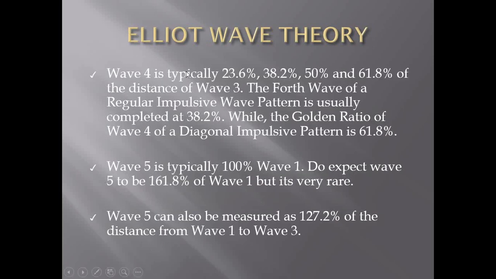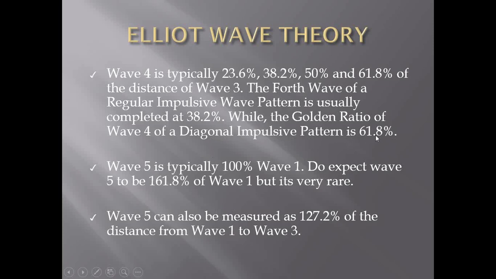And then we go to wave 4. Wave 4 is usually completed at 23.6%, 38.2%, 50%, or 61.8% of the distance of wave 3. And in the regular impulsive wave pattern, wave 4 is usually completed at 38.2%. So that means that 38.2% is the golden ratio of wave 4 in the regular impulsive wave pattern, because in the diagonal impulsive wave pattern, wave 4 is often completed at 61.8%.